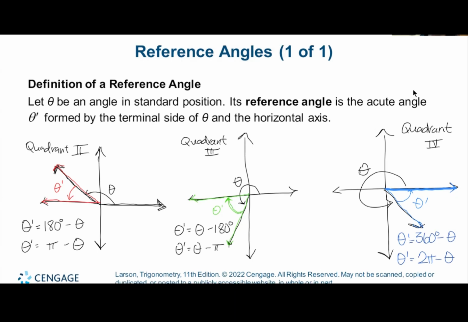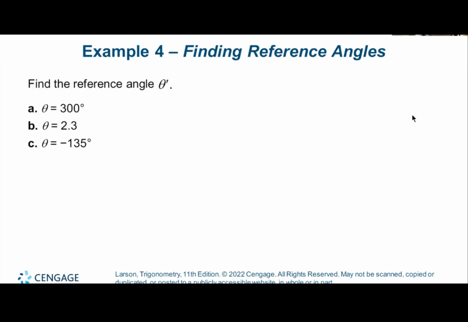Okay, so let's try that out with some real angles. All right, in part A, our angle is 300 degrees, so I'm just going to sketch it so that I have an idea which quadrant that angle is in. So this is 0, we're in degrees, so I'm going to label in degrees. This is 90, that's 180, this is 270, so 300 must be in here somewhere. From 300 degrees, the shortest distance back to the x-axis is this angle right here. So this angle is my reference angle.